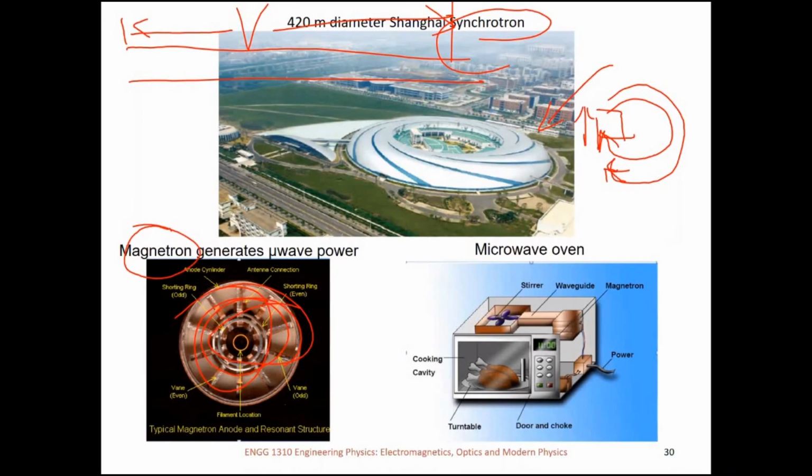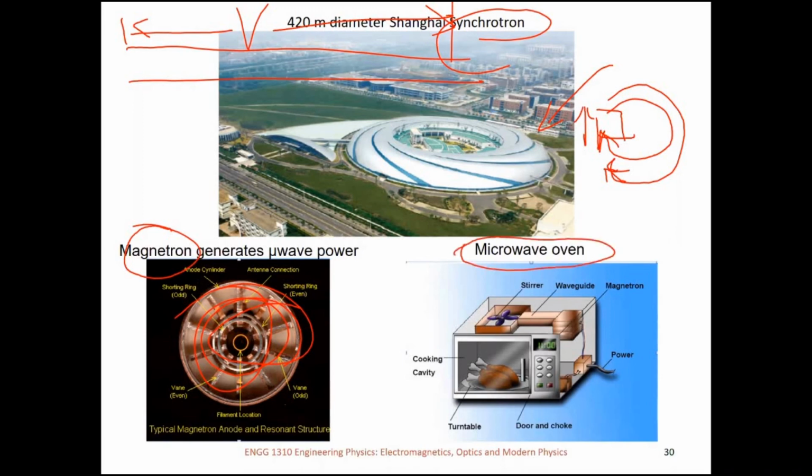Okay, so basically it is just a microwave generator. And microwaves have some applications. Sometimes they can also be used for communication, but the one that is more common in our life is the microwave oven.